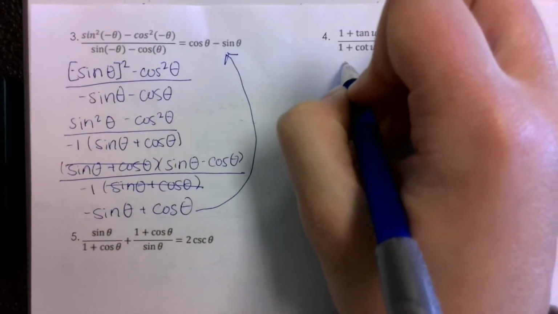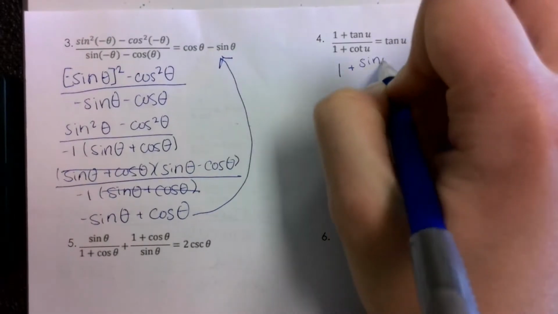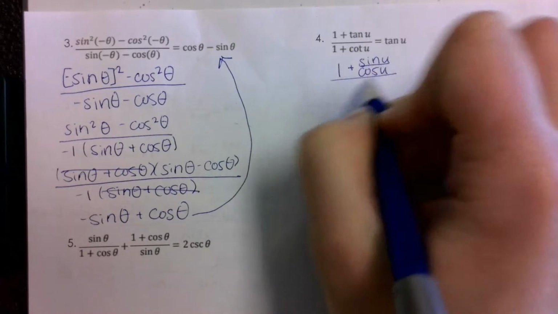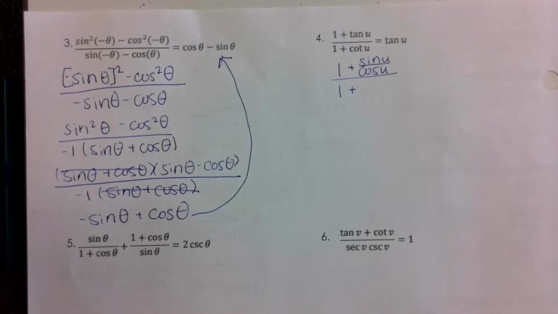And what is tangent? Sine over cosine. And then we'll have 1 plus cotangent in the denominator. And what is cotangent? Cosine over sine.